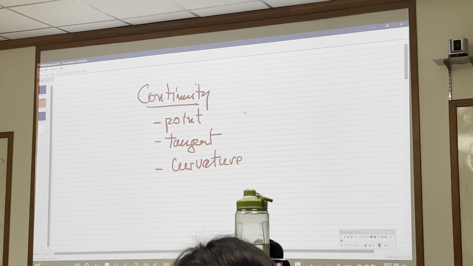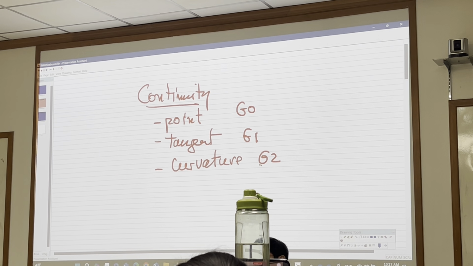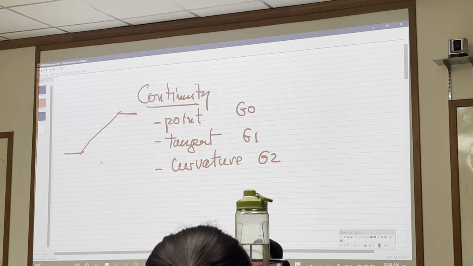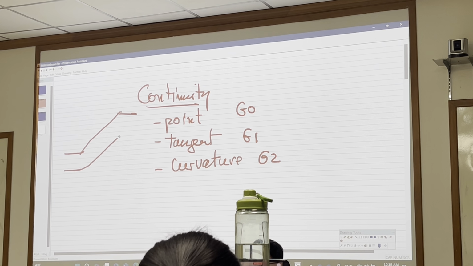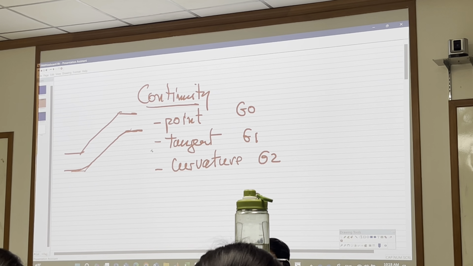Normally, for technical terms, it is G0, G1, and G2. Normally, this is the word that they use: G0 continuity, G1 continuity, G2 continuity. What does it mean? Point is just point continuity, right? Tangent is tangent, right? This curve and this curve are tangent, right? It's like a fillet. Fillet is a tangent continuity.